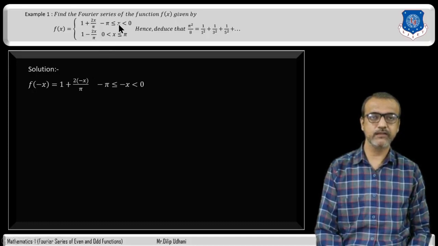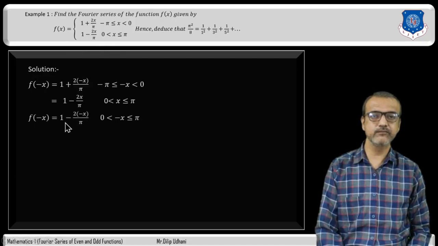And again we have to replace x by minus x over here, so it is minus pi less than or equals to minus x less than 0. So this is equals to 1 minus 2x upon pi and it will become 0 less than x less than or equals to pi, because we have multiplied this inequality by minus sign. And as you can see that 1 minus 2x upon pi, 0 less than x less than or equals to pi, that is nothing but the same f of x. So here we are getting f of minus x equals to f of x. Now again we will check for this function also.